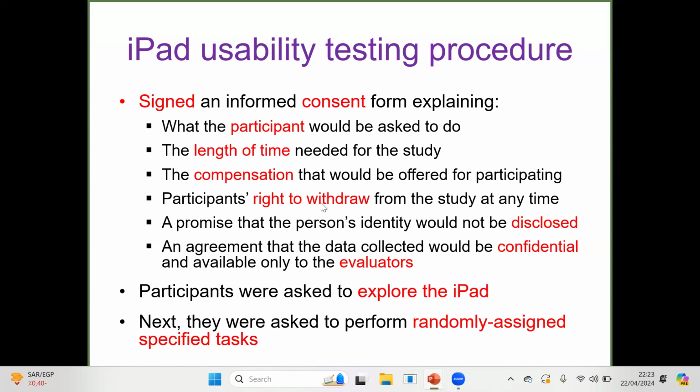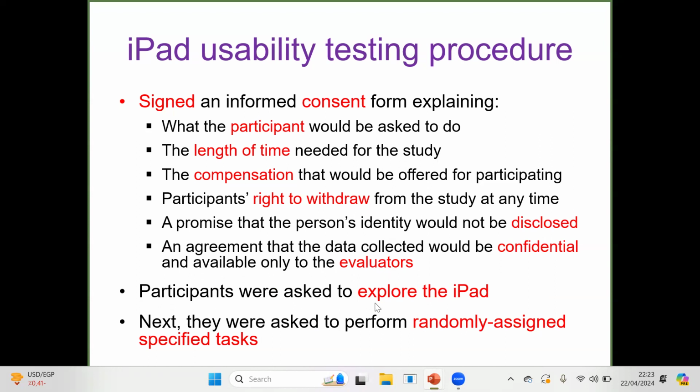Participants' right to withdraw. The participants must be explained that if they want to stop and withdraw from the research in the middle of the work, they can do that. A promise that the person's identity would not be disclosed. So it has to be confidential, and the participants' information will not be disclosed. An agreement is also made that the data collected will be kept confidential and made available only to the evaluators.